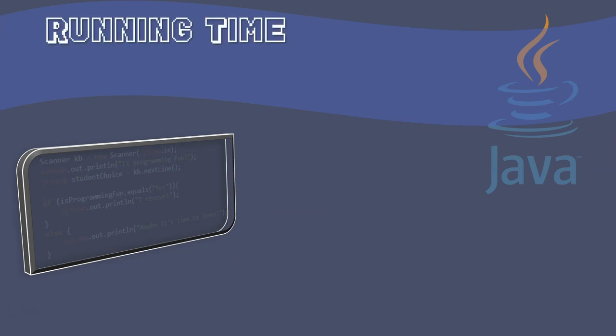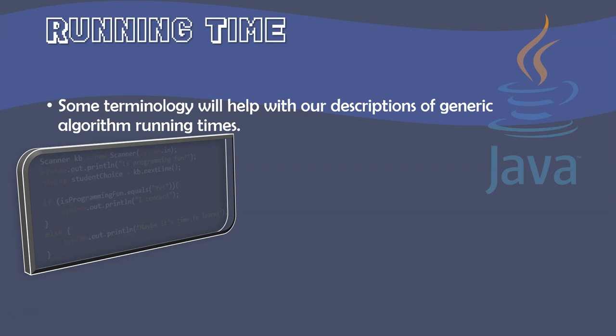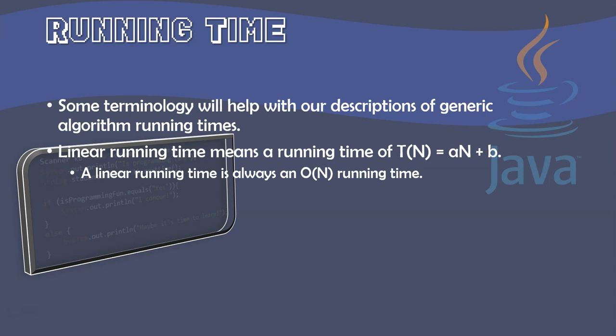So ultimately, it comes back to our conversation on runtime. Just to give us a recap, some terminology is going to help with descriptions of generic algorithm running times. The first thing to understand is a linear running time means a running time of T(n) = an + b. This is a big O of n runtime. So it's always going to have this mapping.